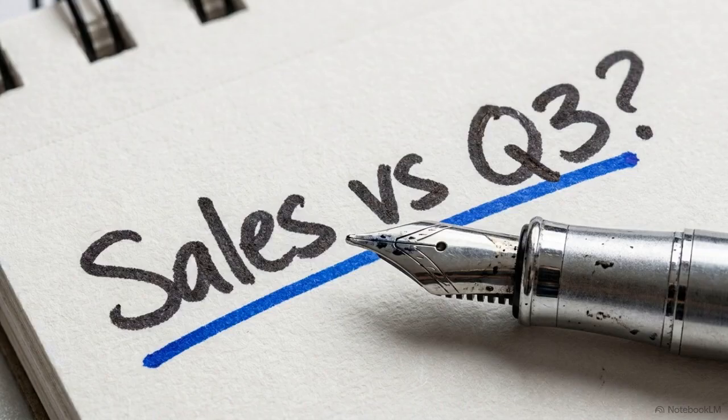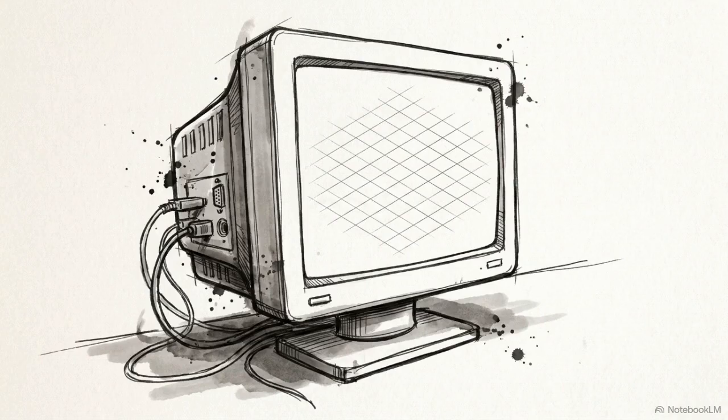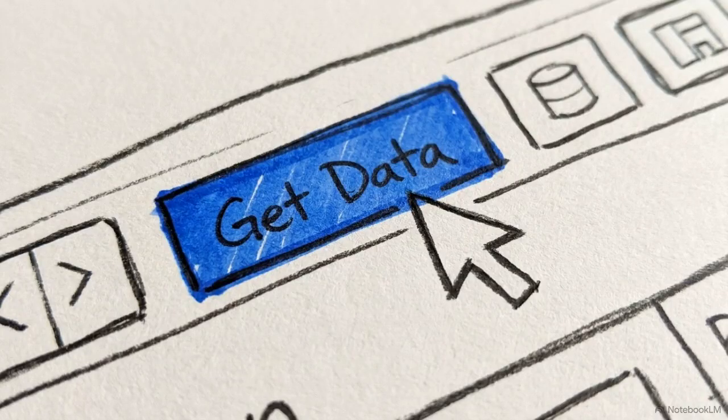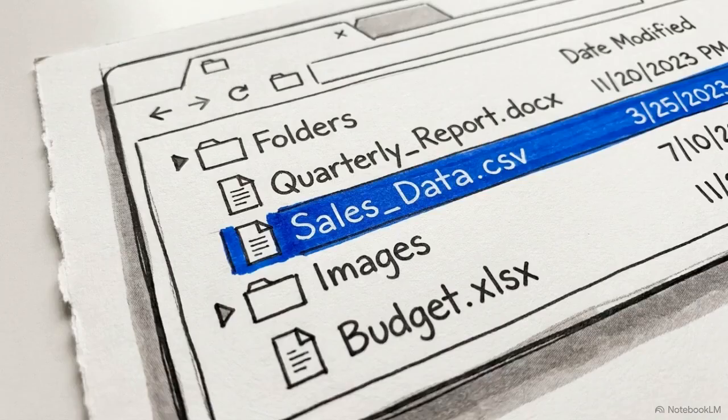The first step happens away from the software. Write down one specific, testable business question so that every subsequent analytical step has a clear target to aim at. Now, import your data. Navigate to the Get Data menu, select the Text CSV connector, and locate your dataset.